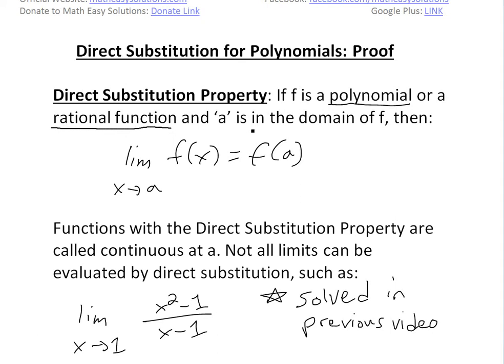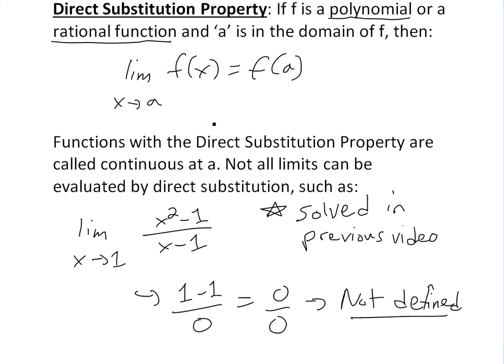And basically, a is in the domain of f. So a is defined here, and when you plug it in, you actually get a value for the function. Then the limit as x approaches a of f of x just equals f of a. So all you do is plug it in, and this property holds only for polynomials and rational functions. I also showed before that functions with direct substitution are continuous, meaning that they are defined at that point.